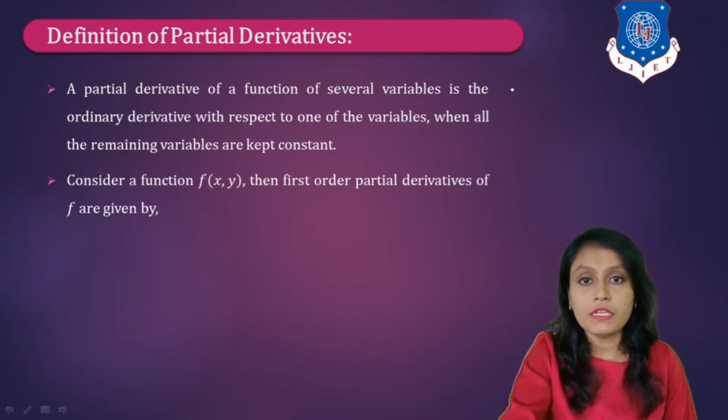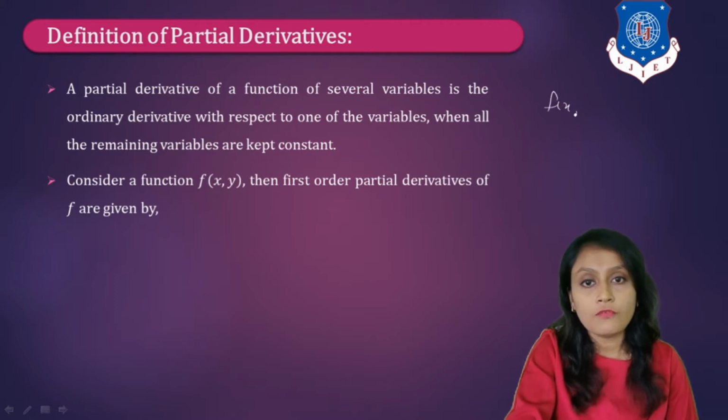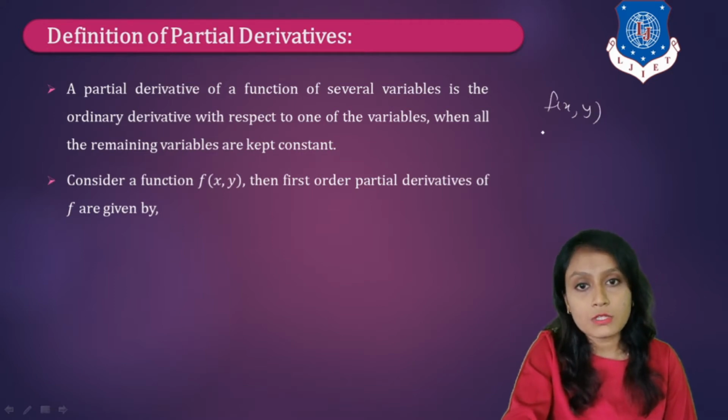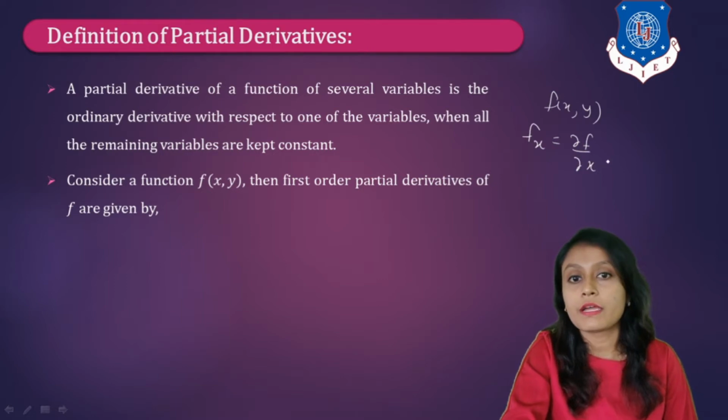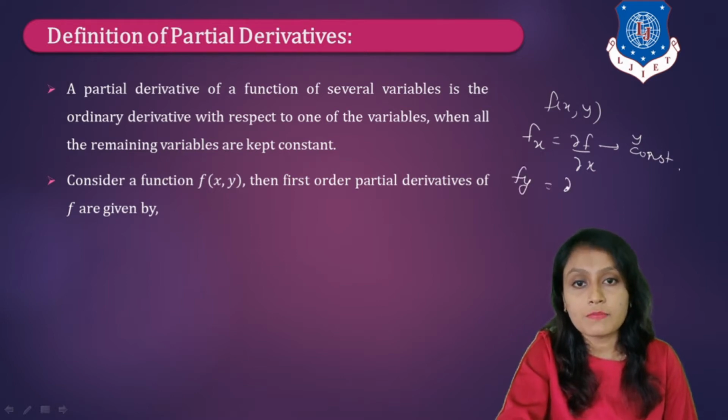So for example, if we have a function of two variables, that is f of x y, and we have to find f x, that is the partial derivative of function f with respect to x, in this case we will keep y as constant. And if we want to find f y, that is the partial derivative of function f with respect to y, at that time we will keep x as constant. So this is the meaning of the statement we have discussed.